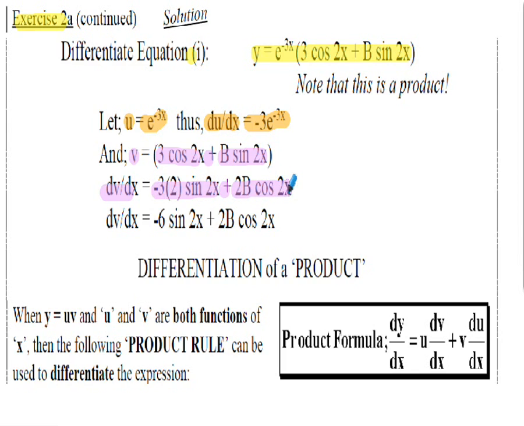by cos 2x. Those are standard forms differentiating cos ax and sine ax. Again, these are covered in a previous presentation on differentiation. So tightening up the equation, we get dv by dx equal to negative 6 multiplied by sine 2x plus 2b multiplied by cos 2x. So what we've done there is differentiated a product using the product formula shown here.